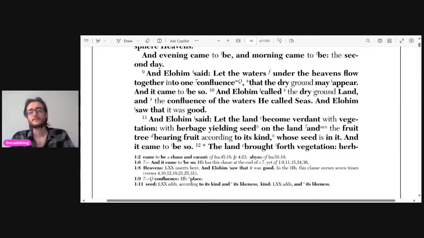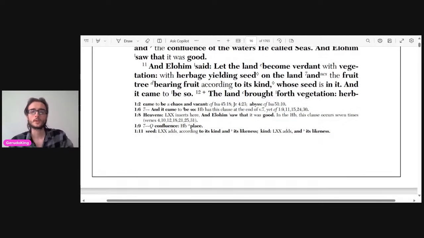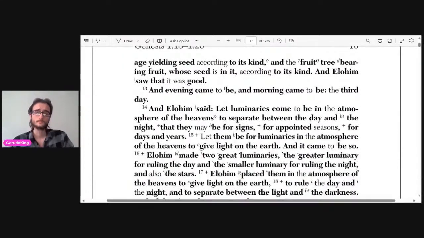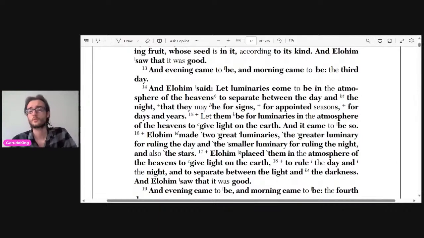And Elohim said, "Let the land become verdant with vegetation, with herbage yielding seed on the land, and the fruit tree bearing fruit according to its kind, whose seed is in it." And it came to be so. The land brought forth vegetation, herbage yielding seed according to its kind, and the fruit tree bearing fruit, whose seed is in it according to its kind. And Elohim saw that it was good. And evening came to be, and morning came to be, the third day.